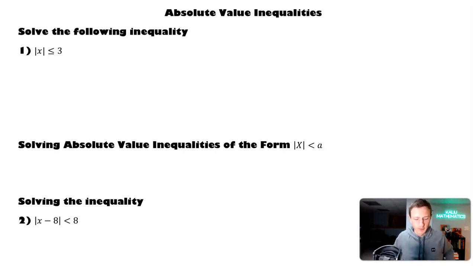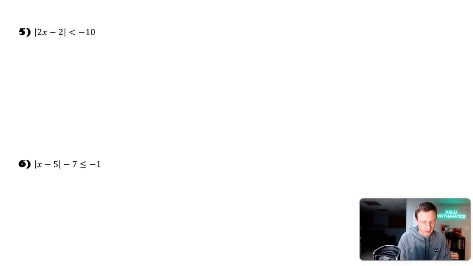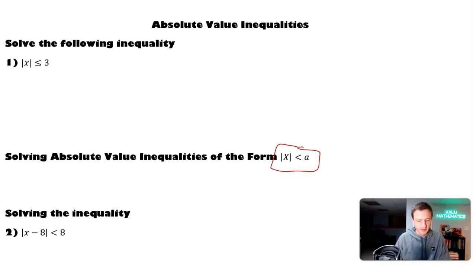With absolute value inequalities, there are two scenarios that we're going to take a look at. The first one is the absolute value of x being less than a value, and the second is the absolute value of x being greater than a value. So let's first look at the absolute value being less than a number.